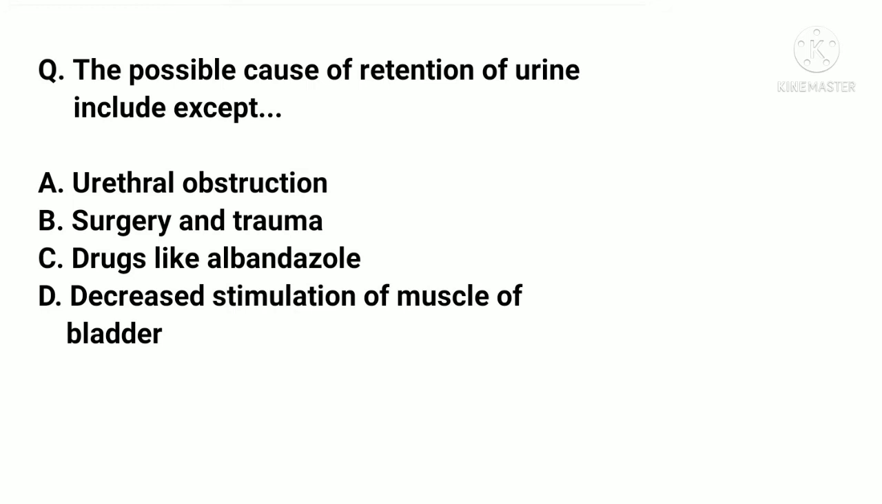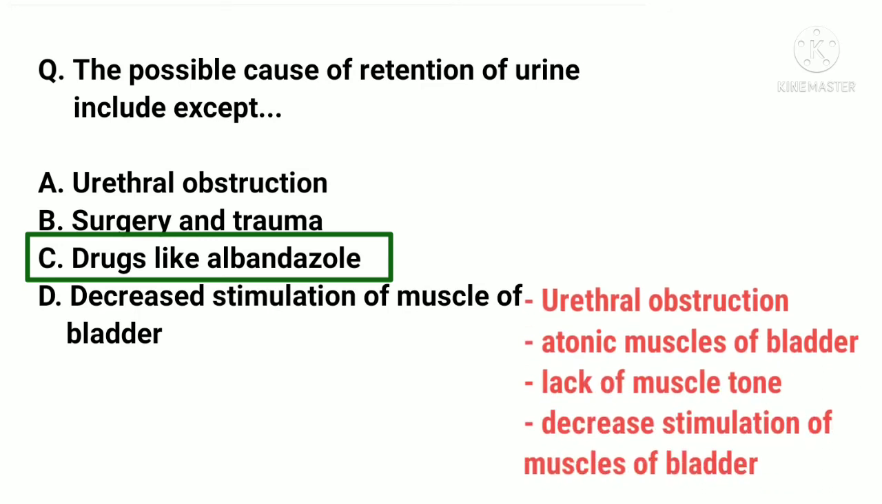The possible causes of retention of urine include all except A. urethral obstruction, B. surgery and trauma, C. drugs like albendazole, D. decreased stimulation of muscles of bladder. And the correct answer is C. Drugs like albendazole. The possible causes of retention of urine include urethral obstruction, atonic muscles of bladder, lack of muscle tone and decreased stimulation of muscles of bladder due to spinal injury.